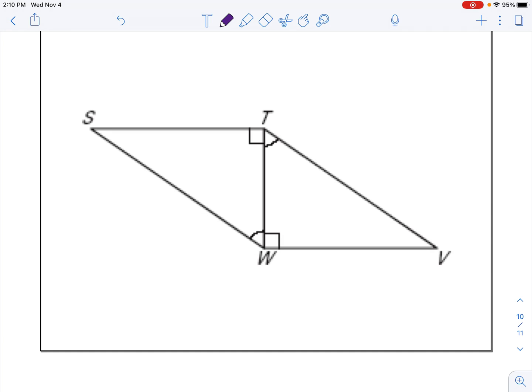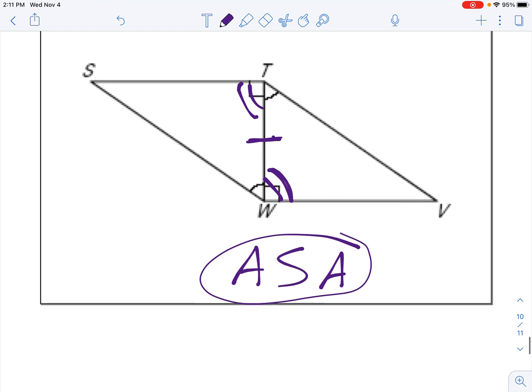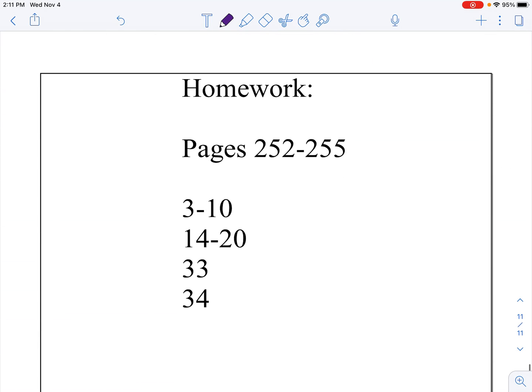Right? Looking at what we can add in, they share that side, so TW is congruent to TW. My right angle with the right angle. So we still have two sets of angles and the side not between them. So it is ASA. Right? And then there's your homework here.